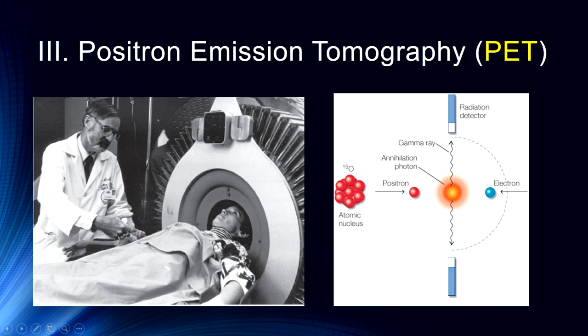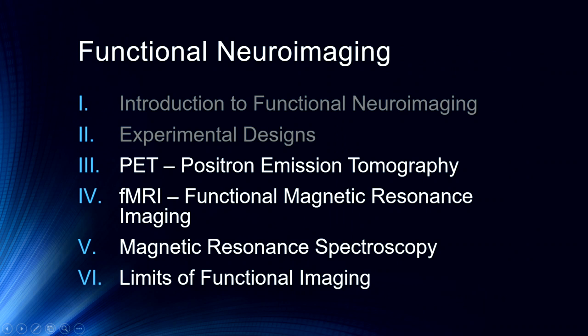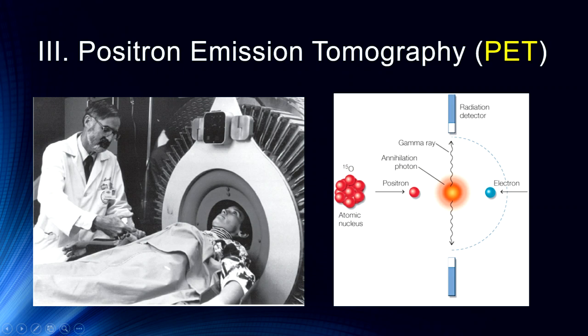So first off, we have positron emission tomography. Sorry, let me back up a sec. We're going to cover positron emission tomography, functional magnetic resonance imaging, magnetic resonance spectroscopy, which is something we haven't talked about at all. We've talked about these other two in previous lectures. I want to finish up with some discussion of limits of functional imaging. So let's start with PET scans.